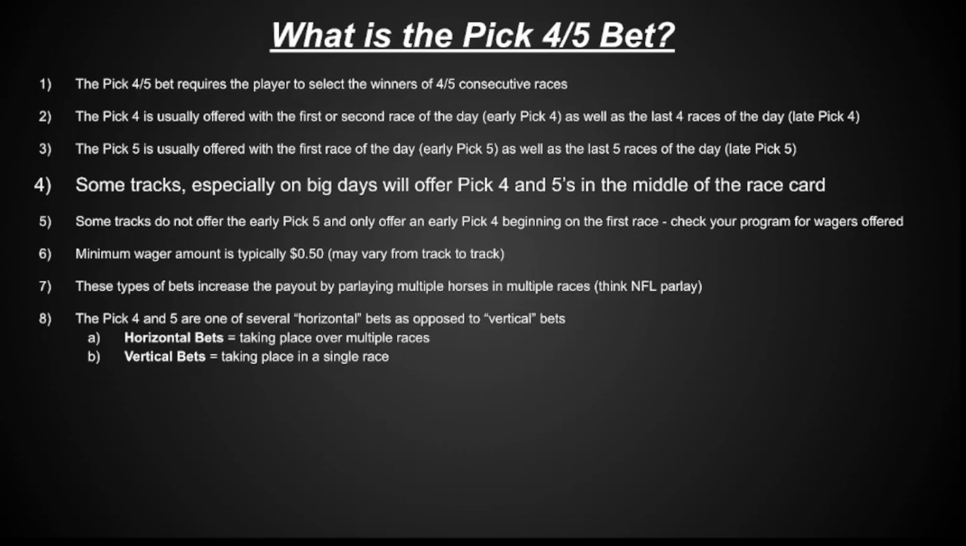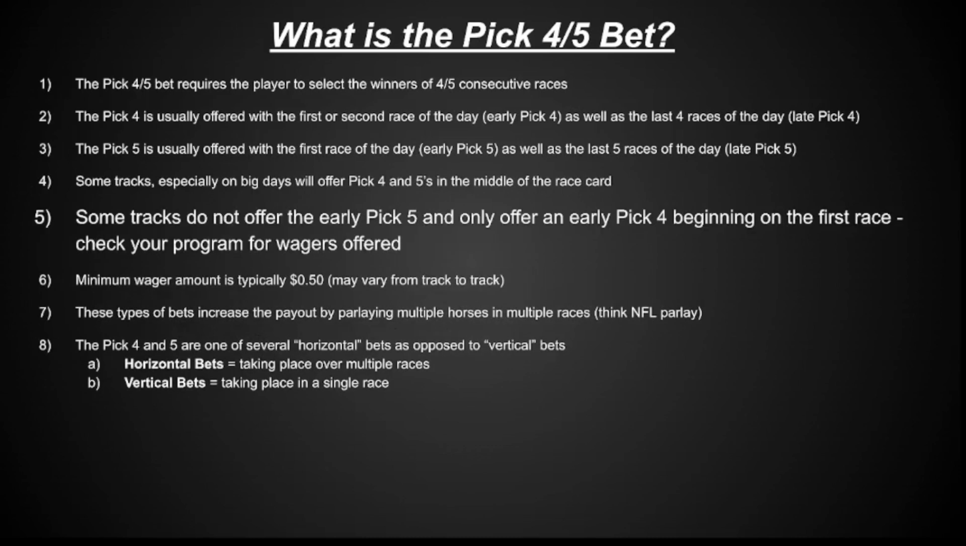Some tracks, especially on big days, will offer pick 4 and pick 5s in the middle of the race card. This is pretty few and far between, but days like the Kentucky Derby, some Breeders' Cup days, and some other days sprinkled about, they will offer a pick 4 and pick 5, not on the first race or the last 4 or 5 races, but they'll throw in another 1 or 2 in the middle somewhere. Some tracks do not offer the early pick 5 and only offer an early pick 4 beginning on the first race, so check your program or check with your local track for the wagers offered as well as the minimum bet required for each race.